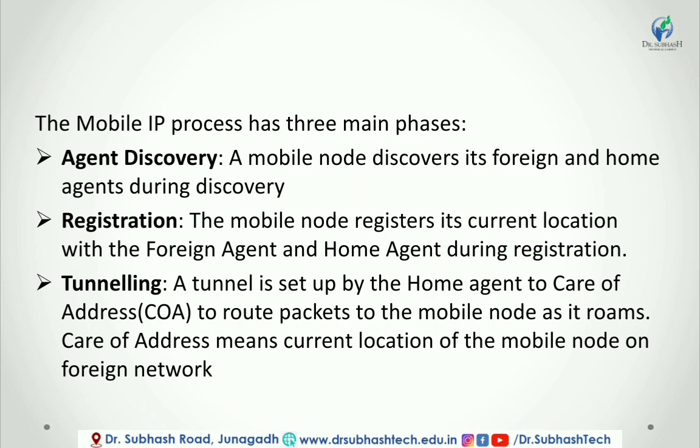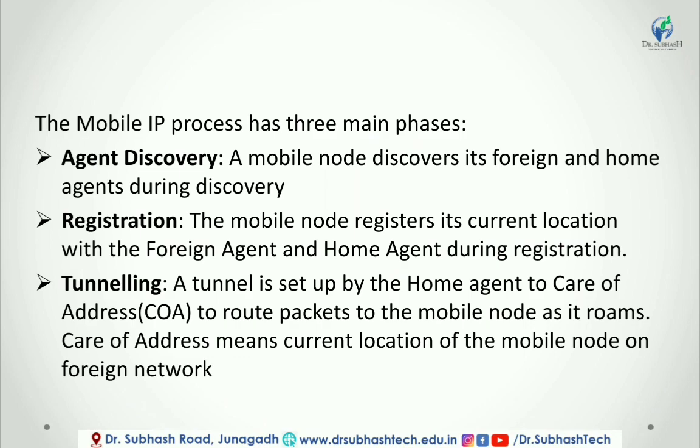In agent discovery, a mobile node discovers its foreign and home agent. During the agent discovery phase, the home agent and foreign agent advertise their service on the network by using the ICMP router discovery protocol. Mobile IP defines two methods: agent advertisement and agent solicitation, which are in fact router discovery methods plus extension.